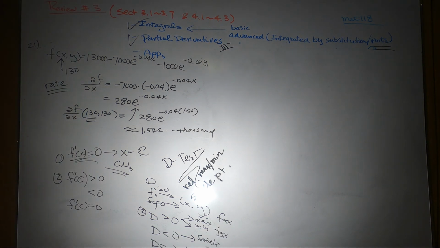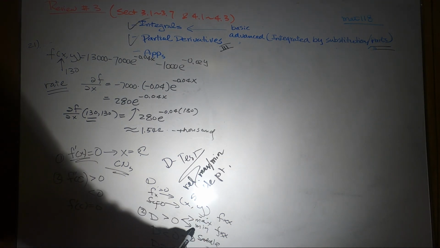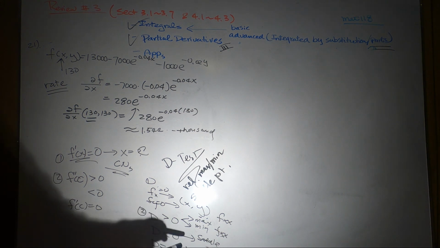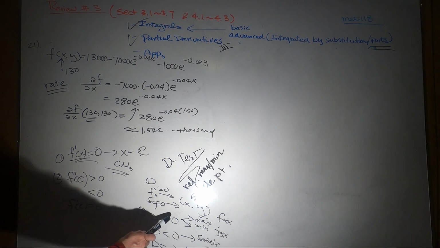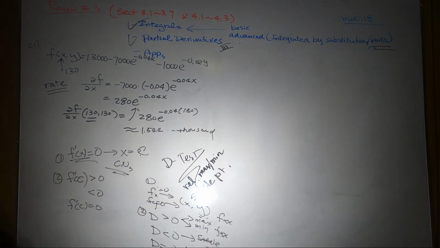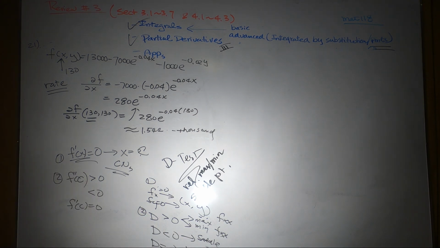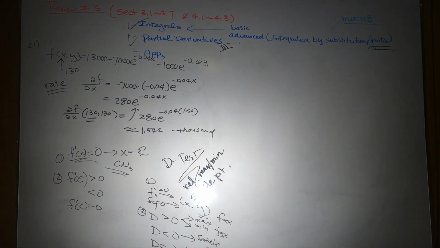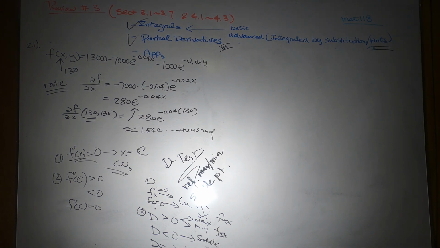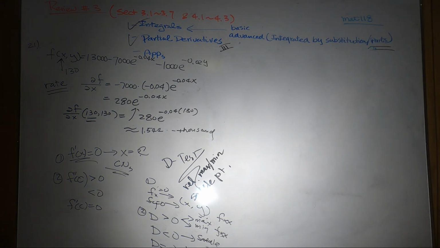That's your D-test. Then which one, greater than 0, would be minimum or maximum? Take a look at your D-test. But D has to be greater than 0 to be one of these, maximum or minimum. Then D less than 0, you will have a saddle point. D equal to 0, you have an inconclusive situation, just like your first derivative. We are doing the second derivative. Okay, let's see.